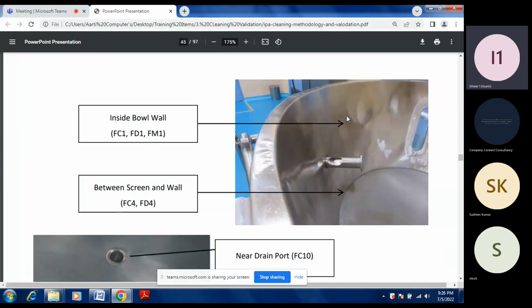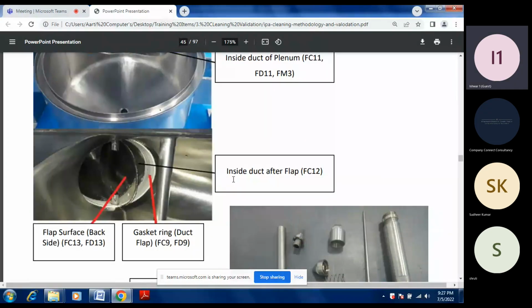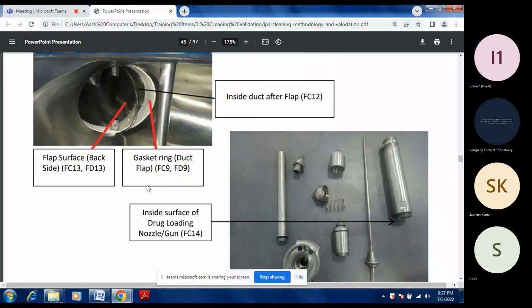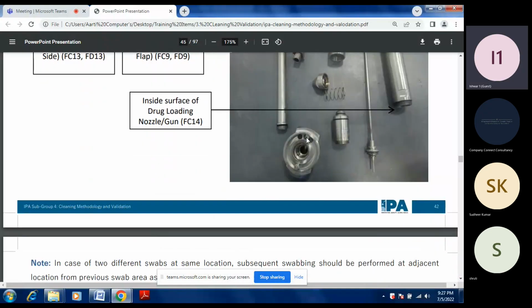This is the inside of the bowl. Okay, and this is the plenum of the FBD, from where the inlet air comes, and this is the inside duct after the flap. In that picture there is a flap; in the second picture, the flap is open. Some inside nozzles are available.